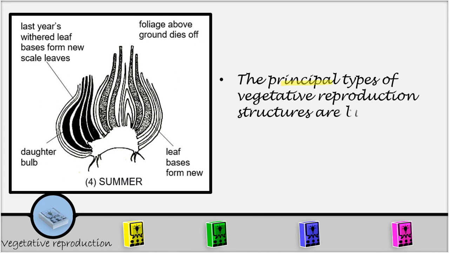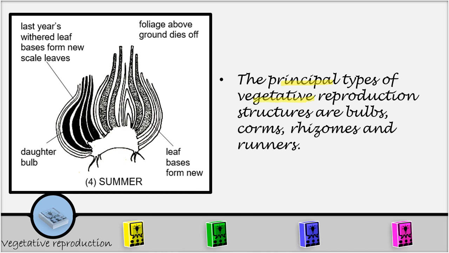The principal types of vegetative reproduction structures are the bulbs, the corms, the rhizomes, and the runners. Those are the types of organisms that undergo vegetative reproduction.